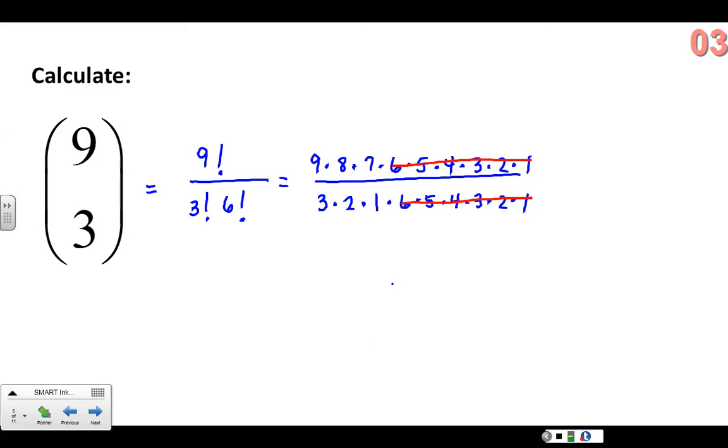Okay, I thought I could cancel out with the 6, but I can't do that. So we can do 2 and 1 go into, so that's 2 goes into the 8 4 times. 3 goes into 3 once and into the 9 3 times. So we're going to end up with 3 times 4 times 7, which turns out to be 84. You could calculate this with a calculator. I would do 9 factorial divided by 3 factorial divided by 6 factorial, and I got 84.